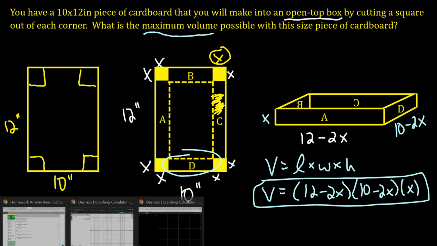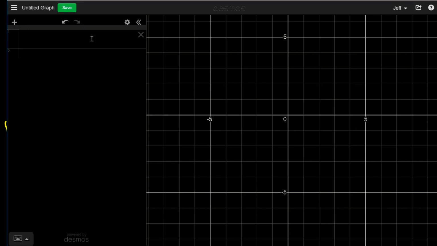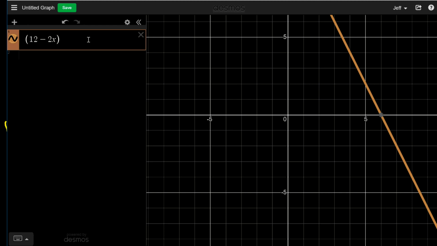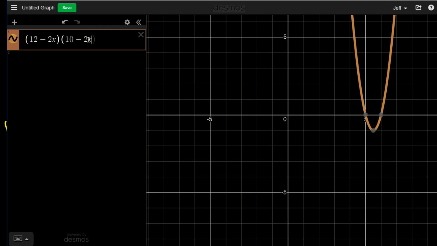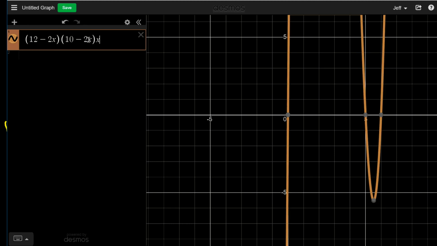Let's swing on over to Desmos here, and I'm going to type it in. I'm going to hook up my keyboard here. We're going to do 12 minus 2x in parentheses. You do not need to multiply this all out because Desmos can do it for you. Then we're going to do 10 minus 2x, and then times x. And so I've got this third degree polynomial.